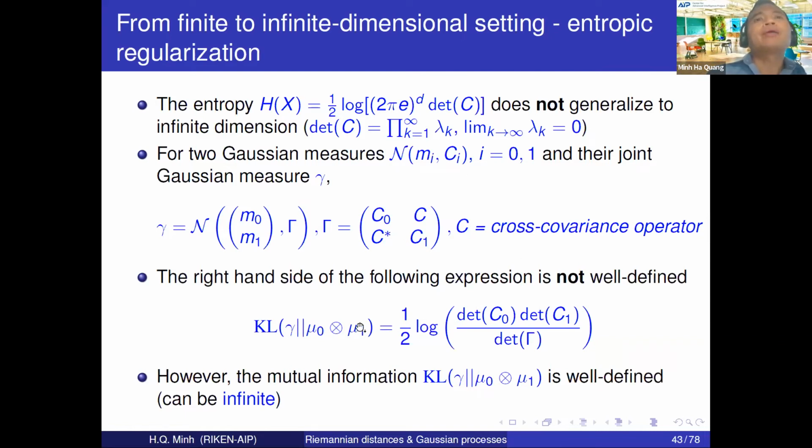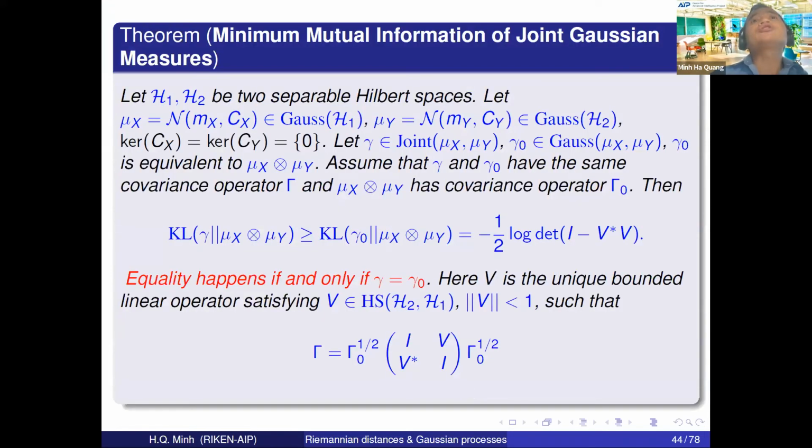But the mutual information, the KL divergence between gamma and mu 0 times mu 1, is always well defined. It can be infinite, but it's always well defined. It's always finite if gamma is absolutely continuous with respect to mu 0 times mu 1. Otherwise, it's infinite, but it's always well defined. You don't have to worry about the math here, except that in the infinite-dimensional setting, we can no longer talk about the maximum entropy property. What we can talk about is the minimum mutual information.